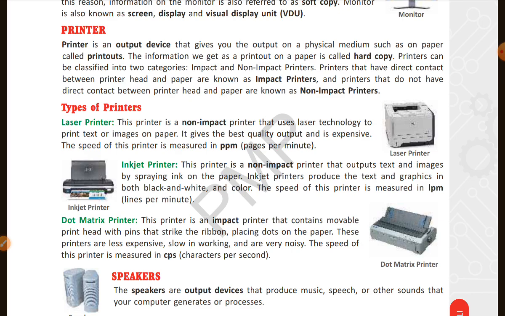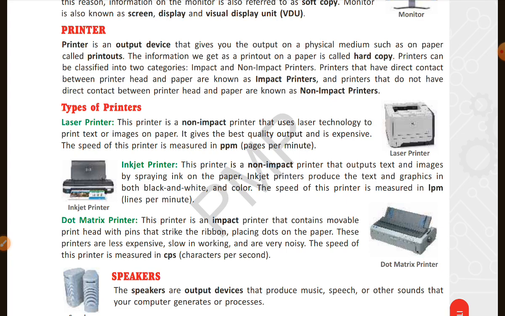The speed of this printer is measured in PPM or pages per minute. That means the speed of the printers is measured in PPM. This is a unit to measure the speed of printer, or pages per minute. Means number of pages that a printer prints in a minute.